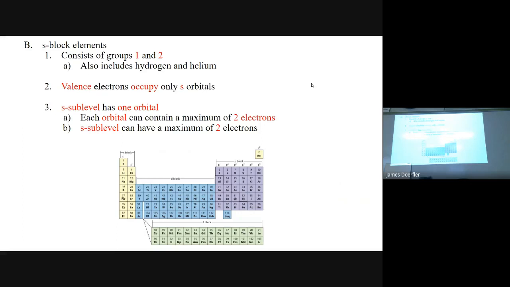So let's look at these 4 blocks individually again as a nice little refresher. The S block contains groups 1 and 2, so the alkali metals and alkaline earth metals. With these elements, we have valence electrons only occupying the S orbitals. And the S orbital, or S sublevel, only has 1 orbital. And each orbital can only contain a maximum of 2 electrons. Therefore, the S sublevel can only have a maximum of 2 electrons contained within it.